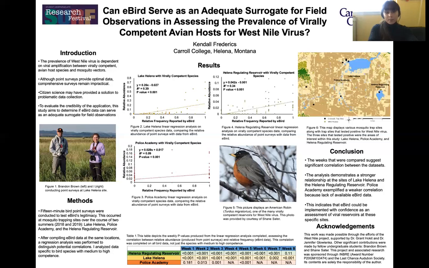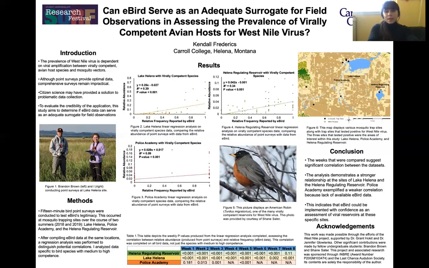also extremely expensive. So in order to combat this, a citizen science database, an application called eBird, may have provided a solution for this. To evaluate the credibility of the software application, this study aims to determine if eBird data can serve as an adequate surrogate for field observations.